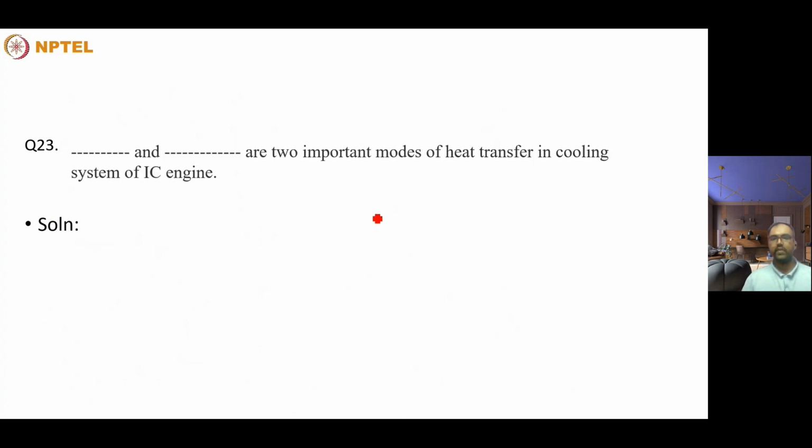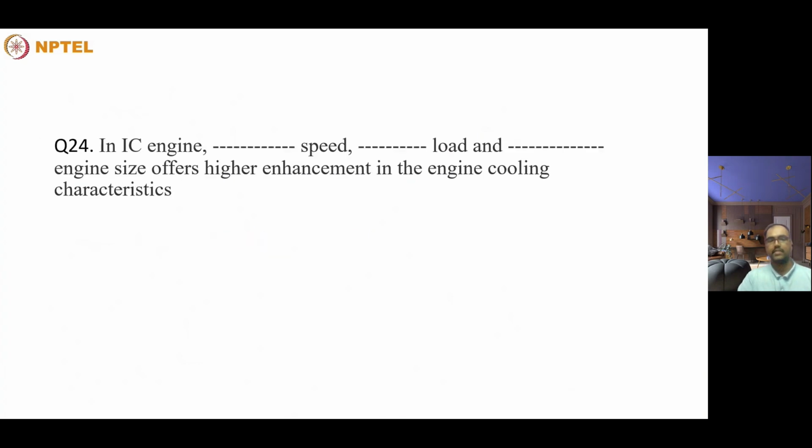What are the two important modes of heat transfer in cooling systems of IC engines? So the cooling happens mainly by using conduction and convection. From the outer part of the cylinder, conduction happens to the water jacket, and the convection happens to the air outside. So conduction and convection are the two modes of heat transfer in cooling system in IC engines.